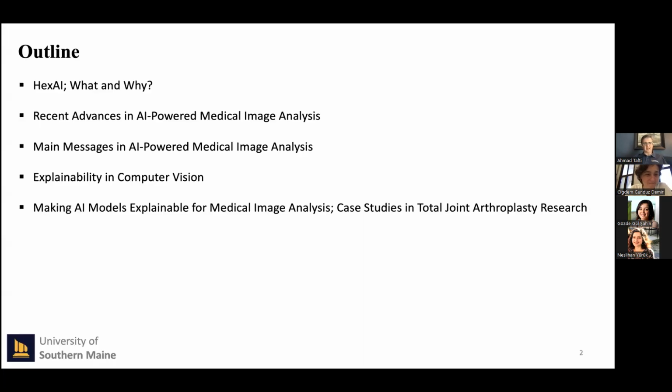In my talk today, I will start with HEGS AI, what and why, the research laboratory we have at the University of Southern Maine. I will continue with some recent advances in AI-powered medical image analysis, and then two main messages in AI-powered medical image analysis and also explainability utilizing computational vision. I will finish by demonstrating how we can make AI models explainable and somehow interpretable for medical image analysis, focusing on case studies in total joint arthroplasty.